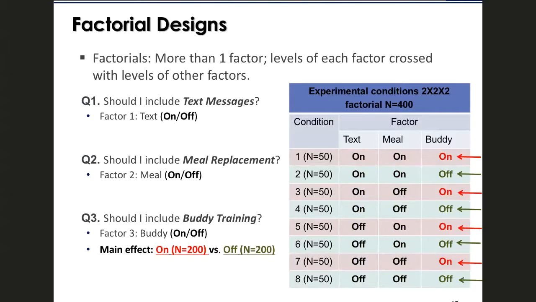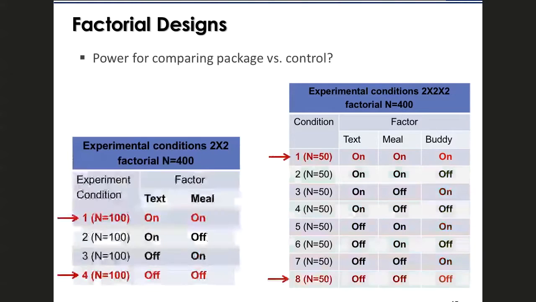See what happens? I will pull outcome information across all the conditions in which people got text messages, and I will compare it to the pulled outcome information across all conditions in which people did not. You see what's going on here? Now, I have only 50 participants in each condition. See? Because I took my 400 and I randomized them equally to each experimental condition. So I have 50 participants in each condition.